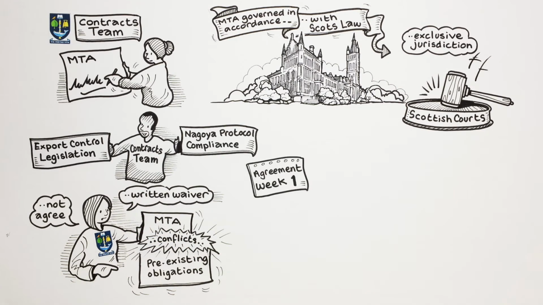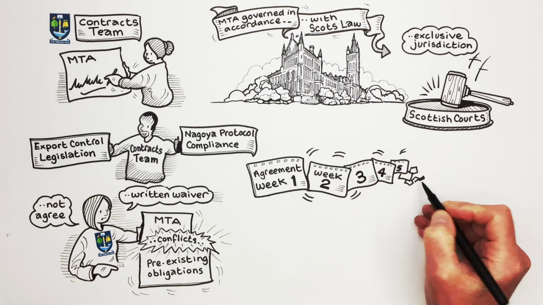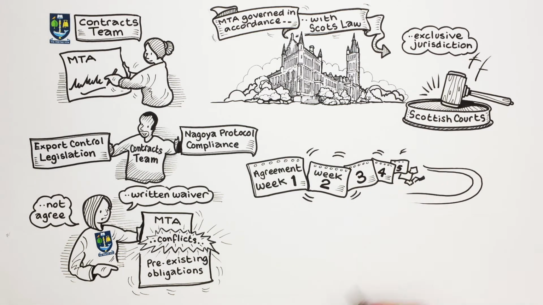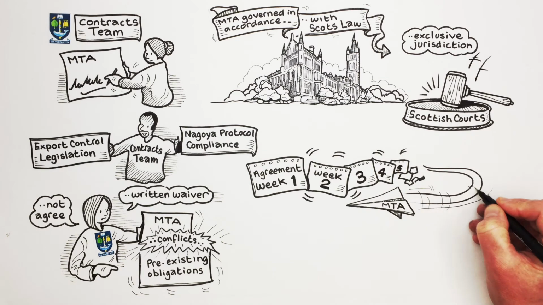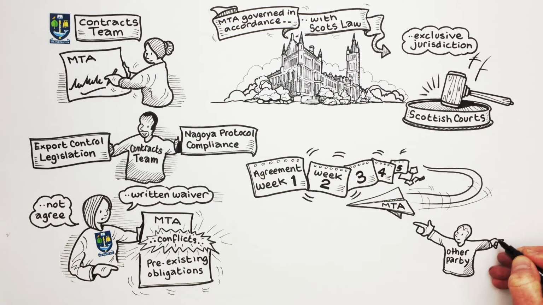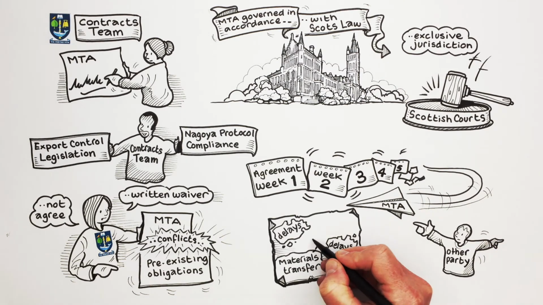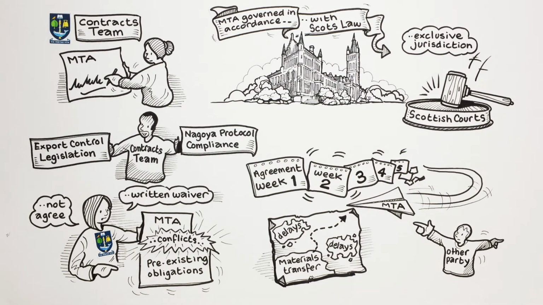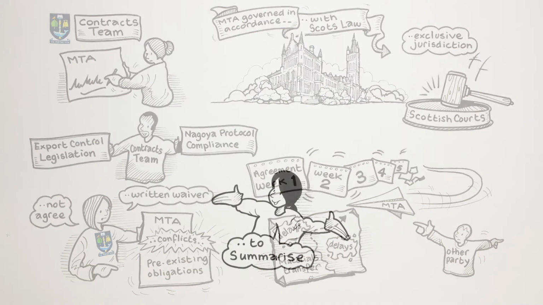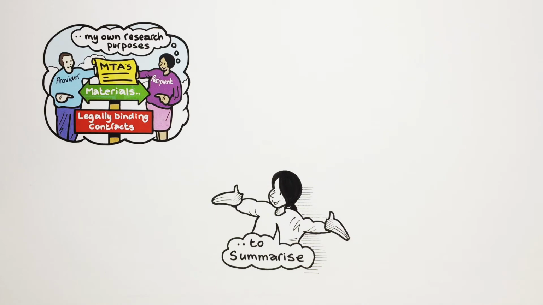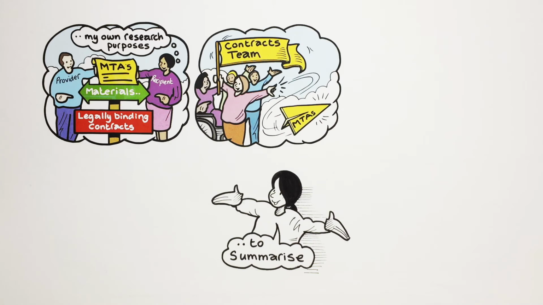Please note, an agreement may require several weeks as the majority of MTAs require some form of modification. The length of time will also be dependent on the other party. Where possible, please plan your material transfer as far ahead as possible to avoid delays in your research. To summarise, MTAs are contracts that govern the transfer of materials from a provider to a recipient who intends to use it for their own research purposes. They are legally binding contracts. We have a great contracts team that will help turn MTAs around quickly for you.